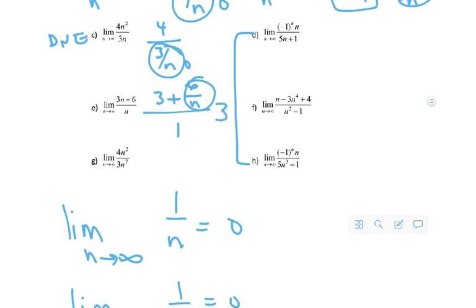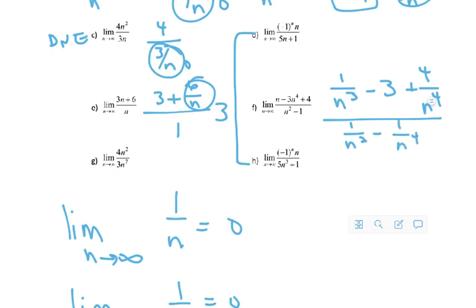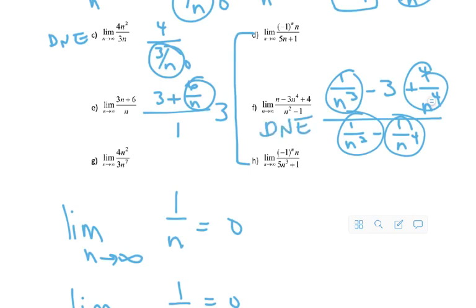In F, the biggest exponent is n to the fourth. So you get 1 over n cubed minus 3 plus 4 over n to the fourth in the numerator. And in the denominator, you get 1 over n squared minus 1 over n to the fourth. Well, if these all go to 0, you're going to have a 0 in the denominator, which you can't have, so it does not exist. And in G, the biggest exponent of n is n to the 7th, so you're going to get 4 over n to the 5th in the numerator and 3 in the denominator. Well, this goes to 0, and 0 divided by 3 is 0.